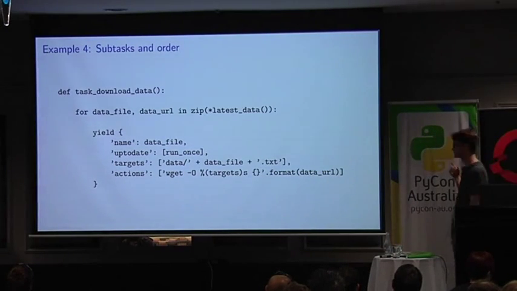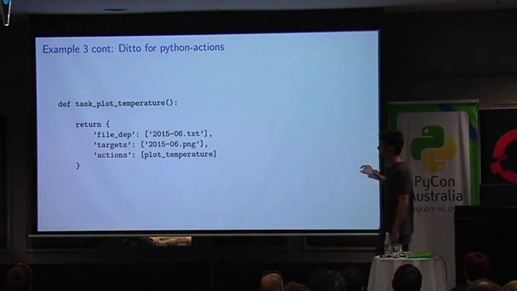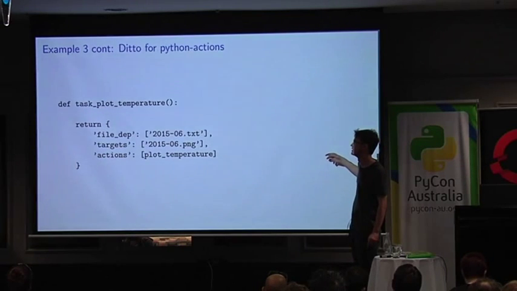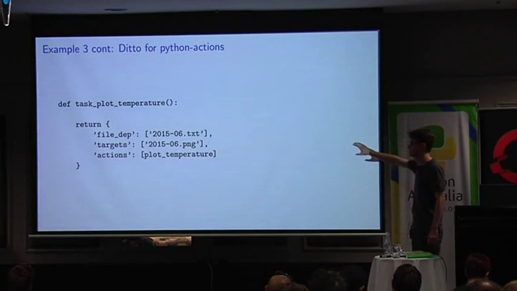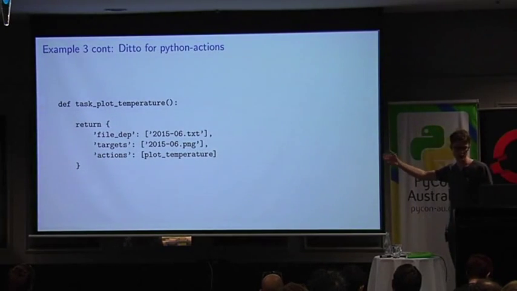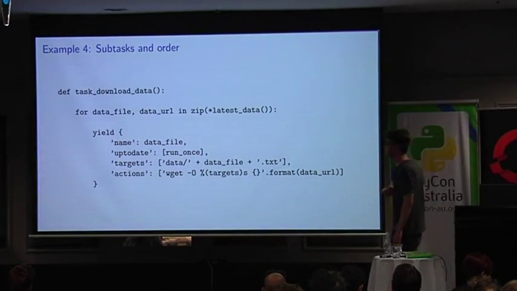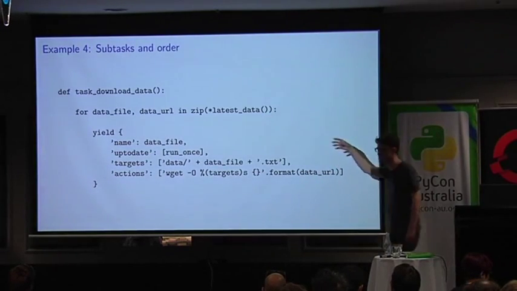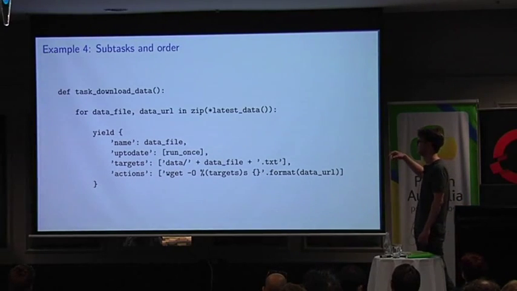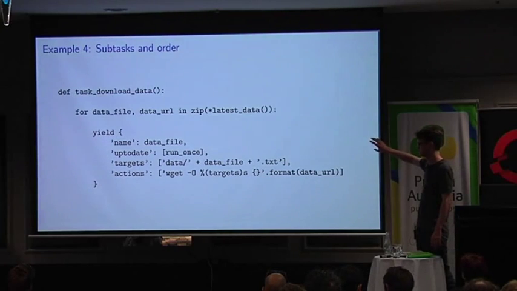All right, so what I defined earlier is just a single task. But a task to Doit is just a dictionary with the right names inside it, and it creates its internal representation of the task from that. So you can actually do a lot more complicated things. Just assume, for the sake of convenience, that we have a latest data function which returns lists of file names and URLs for the latest data.